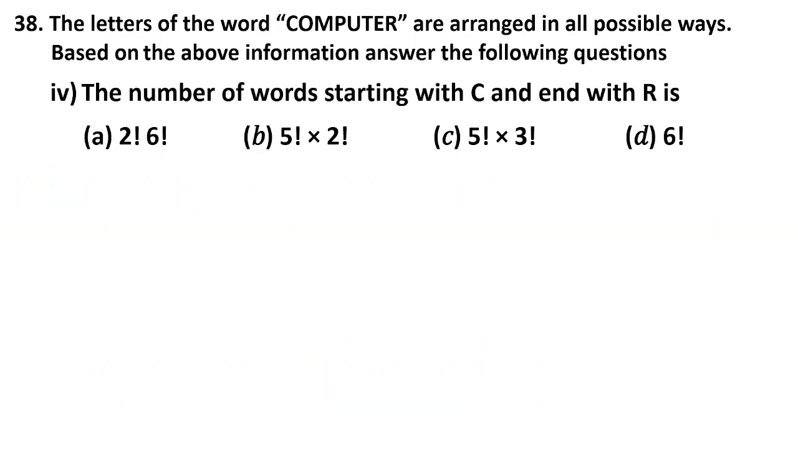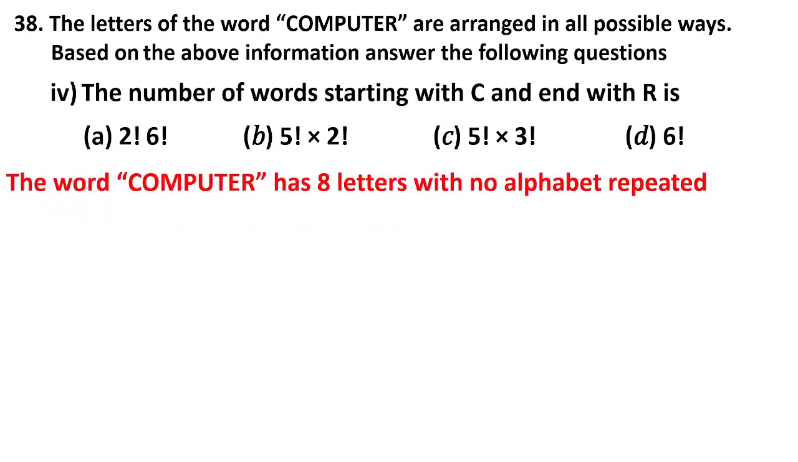Let us go to the last one. The number of words starting with C and ending with R. Remember, whenever they are asking the number of words starting with C and ending with R, the fixation is only 1 time. C is fixed in the first place, R is fixed in the last place. Therefore, their arrangement is 1 only. Here most of you will get confused.